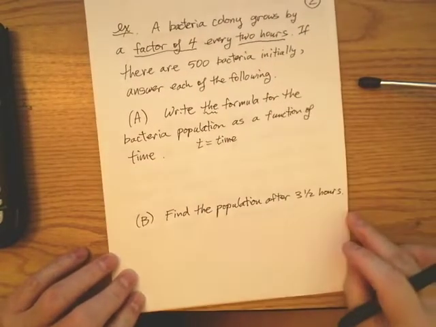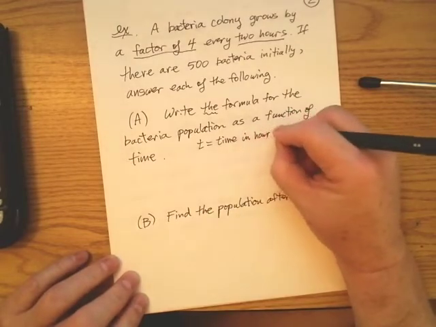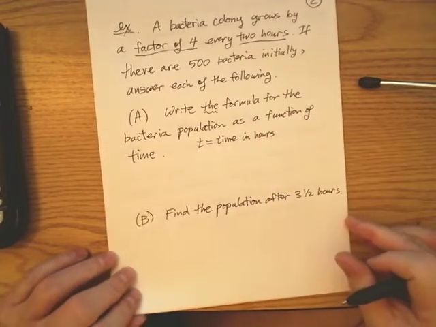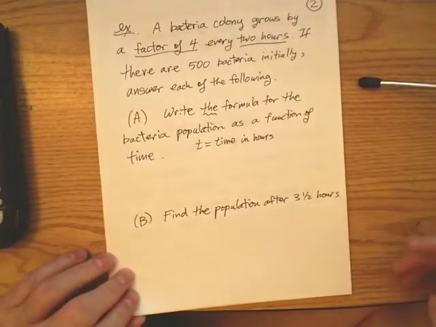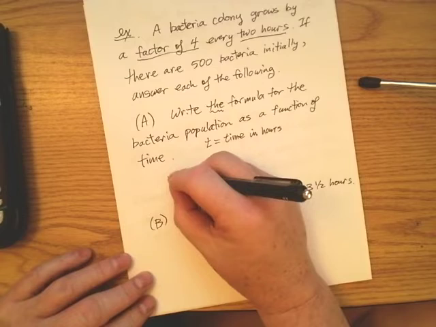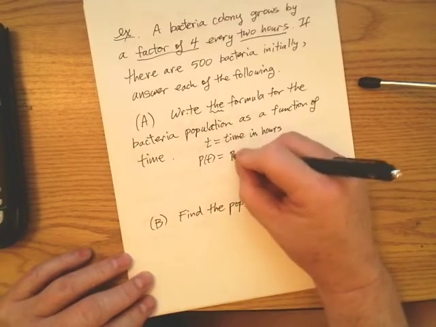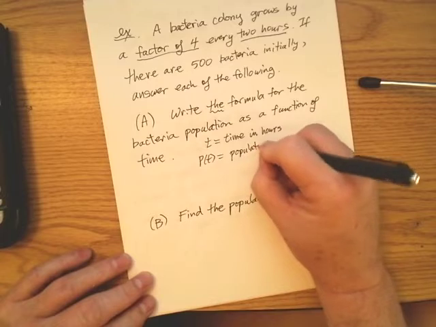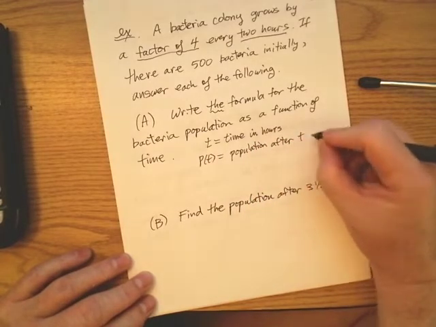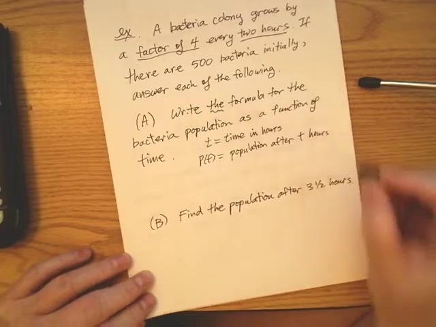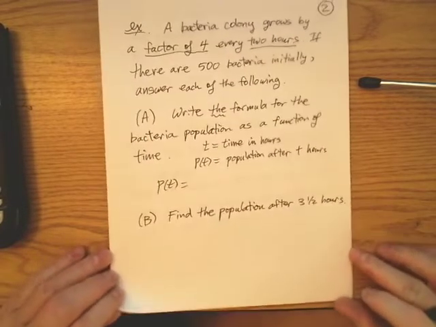We'd be looking in terms of hours, right? Because that's how the original parameters were expressed here, in terms of hours. Okay, all right. Now the population as a function of time. So this is population after t hours. Can you go ahead and write an equation for the population as a function of time?